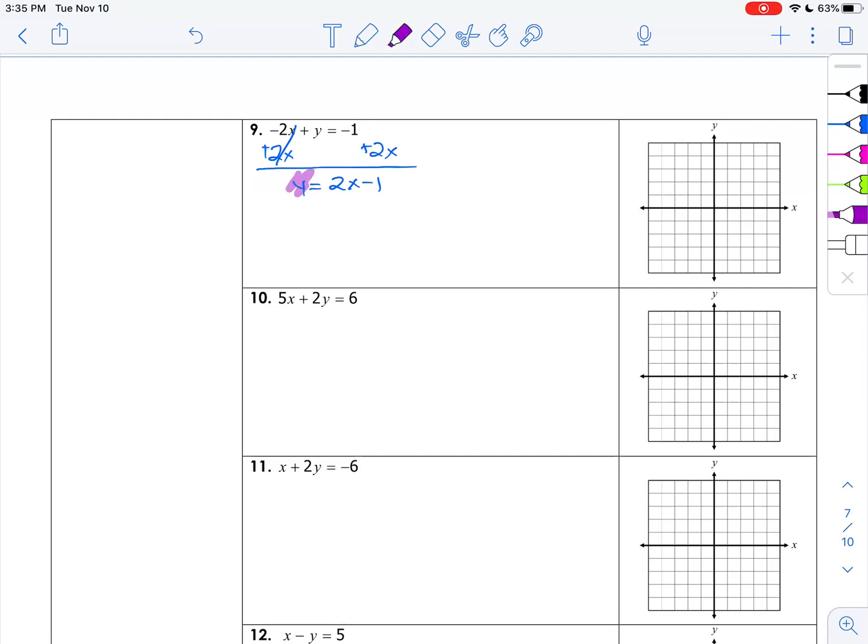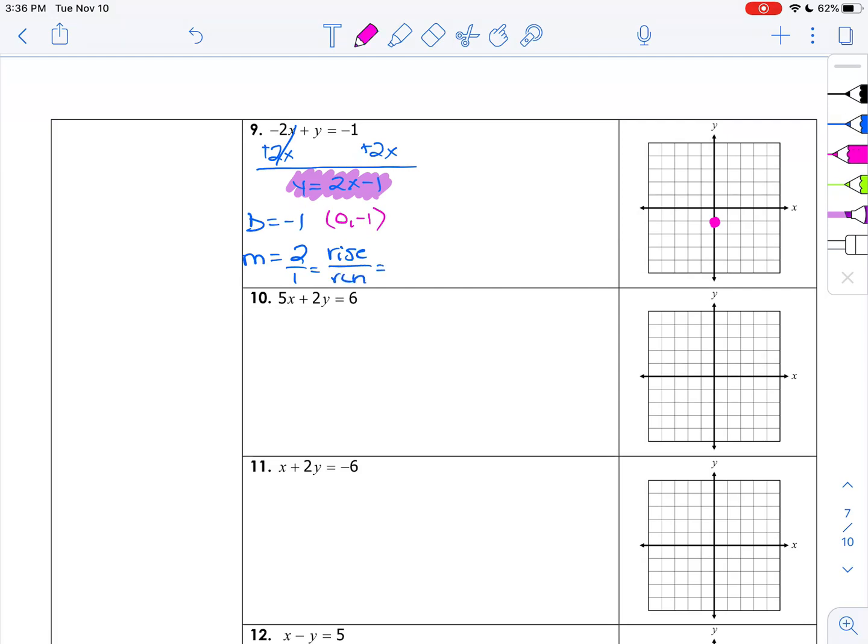Now that it is in slope-intercept form, I can use what I've learned in my previous lesson to graph it, taking my y-intercept of negative 1 and my slope of 2 to graph it. So with a y-intercept of negative 1, I'm plotting the point (0, negative 1), which is starting at my origin down 1. Then I can graph my slope of 2, which is 2 over 1, because we need to rise and then run.